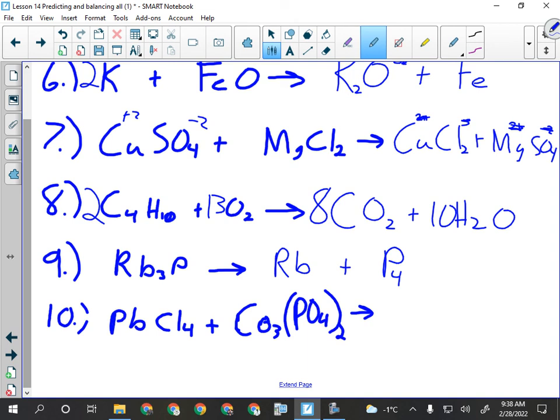Okay, so now I've got to balance. Biggest number is 4, so I'm going to start with that. 4 phosphorus on that side. Now there are 4 phosphorus on this side. How many rubidium do I have? 12. 4 times 3 is 12. So I just got to put a 12 there. Okay? Sometimes that happens. You've got to put a really big number in front of something.